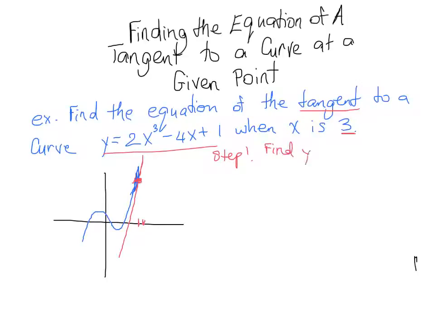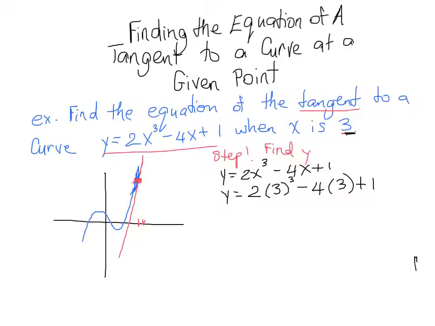Now to figure out what y is, we do have an equation for y in terms of x. It says that y is 2x cubed minus 4x plus 1. I'm just taking that straight from the question. Therefore, y is 2 times 3 cubed, we know that because, of course, x is 3, minus 4 times 3 plus 1.